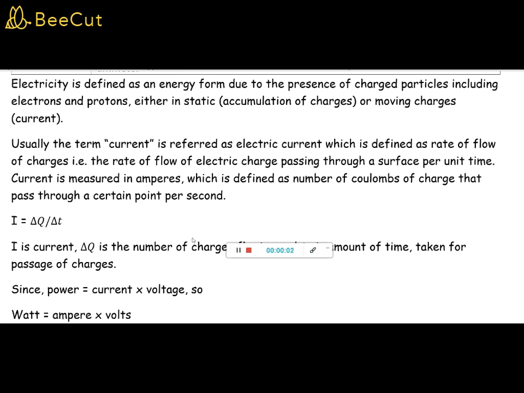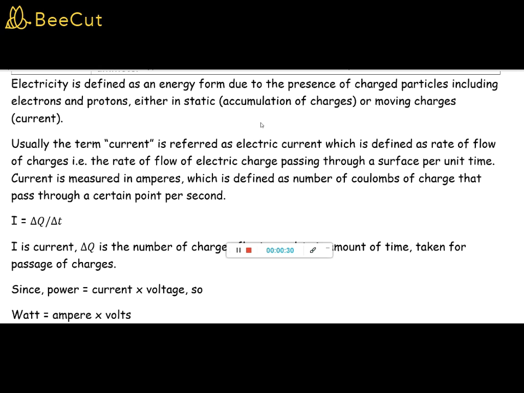Hey guys, in this video we are going to understand the electric current, its types, its uses and some fun facts about electric current that we usually don't know. So basically, electricity is defined as the energy that is due to charged particles, which include electrons and protons, and usually they are in motion.